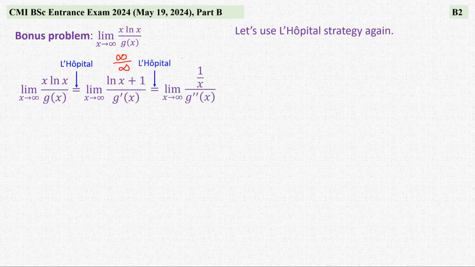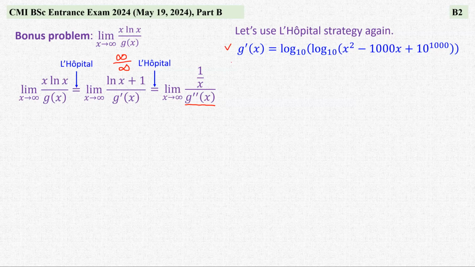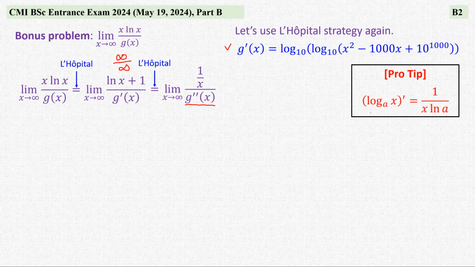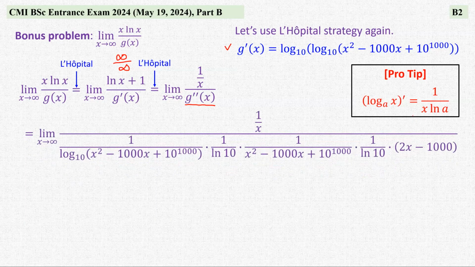Therefore, we use L'Hopital's rule again, which leads to this expression involving the second order derivative g double prime of x. In order to obtain the second order derivative, we use this expression for the first order derivative, and the formula for the derivative of log base a of x, which is 1 over x ln a. This gives the following lengthy expression.